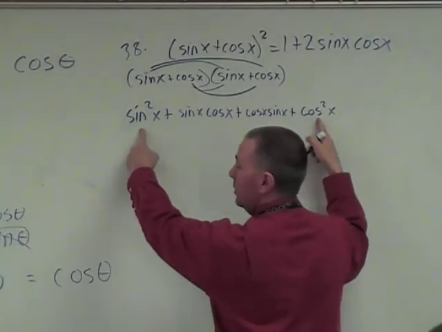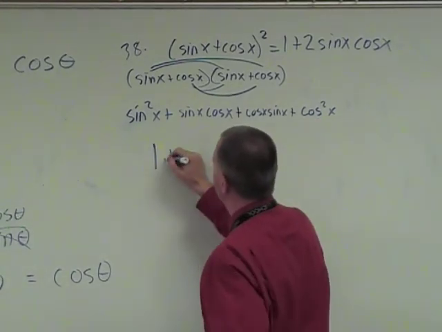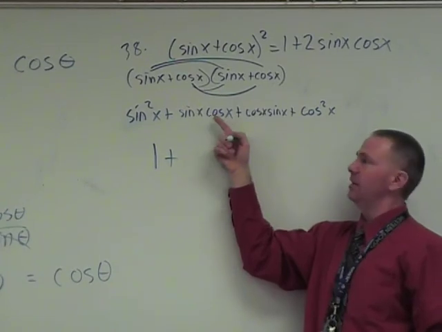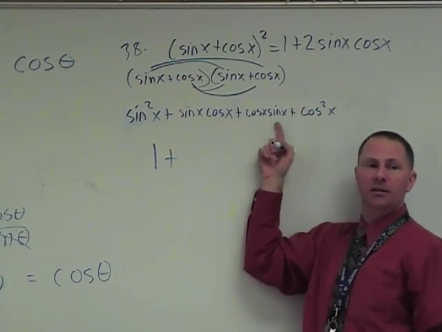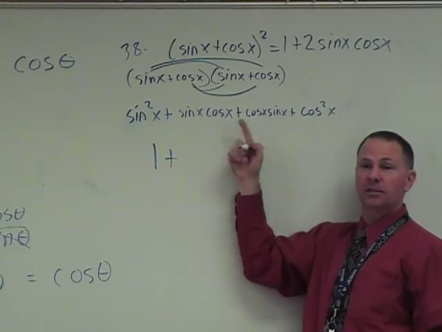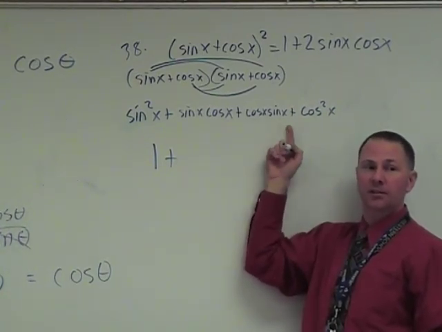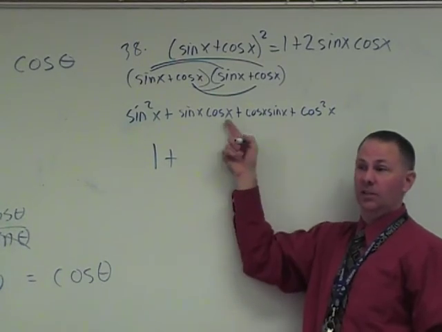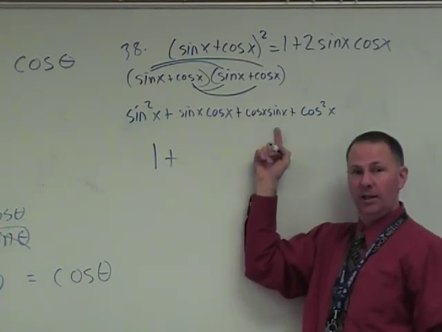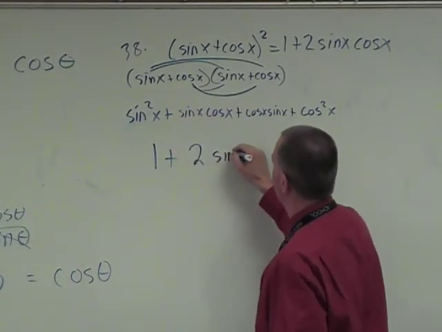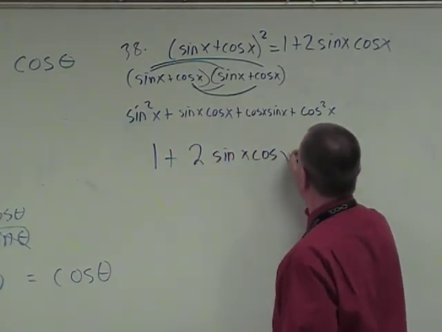So sine squared of x plus cosine squared of x is 1. How many of these do I have? Aren't these the same? Isn't a times b the same as b times a? Commutative property of multiplication. A times b is the same as b times a. Sine of x, cosine of x, same as cosine of x, sine of x. So aren't these alike? How many do I have? 1 plus 1 is 2 sine of x cosine of x.